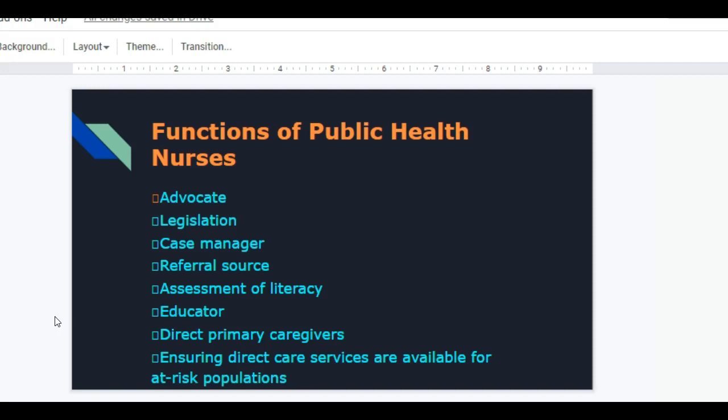Public health nurses can affect legislation. We have Nurses Day at the legislature every February in South Dakota. Some public health nurses act as case managers to manage care and make sure that people are connected with the resources they need. Public health nurses refer. They assess people's literacy, health literacy. Public health nurses are educators, or sometimes they're direct primary caregivers. Also, public health nurses ensure direct care services are available for at-risk populations.